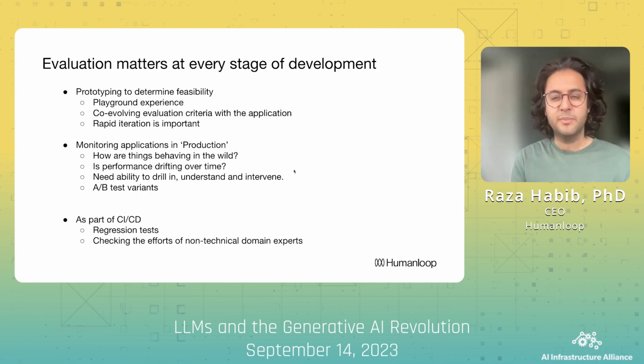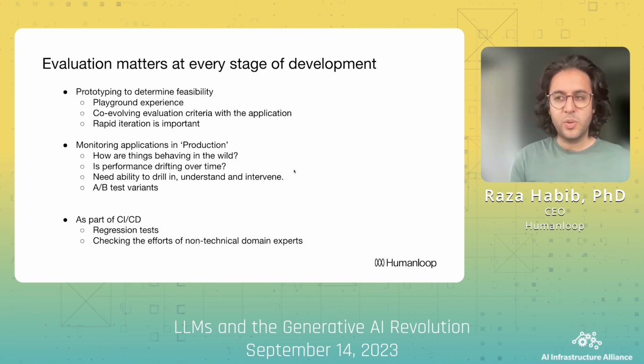You're trying to see if something's feasible. Once you know it's feasible, then you start coming up with more specific evaluation criteria to actually measure if it's good. But if you don't have any feedback at that stage of iterating on prompts in that prototyping environment, it's difficult to know if you're actually going to be able to do the thing you want to do and how to make it better.